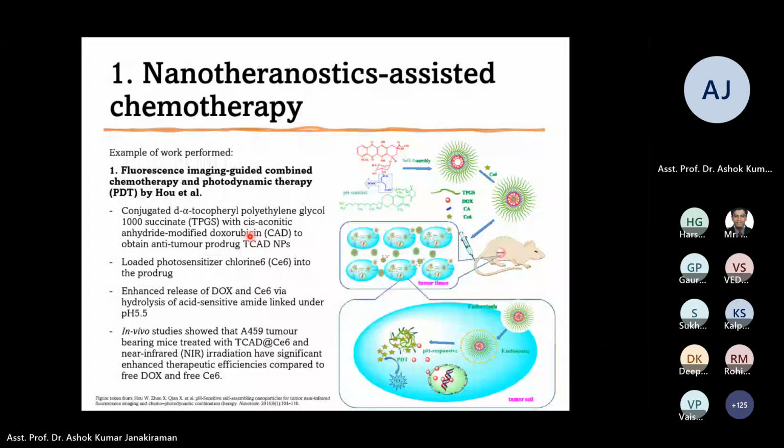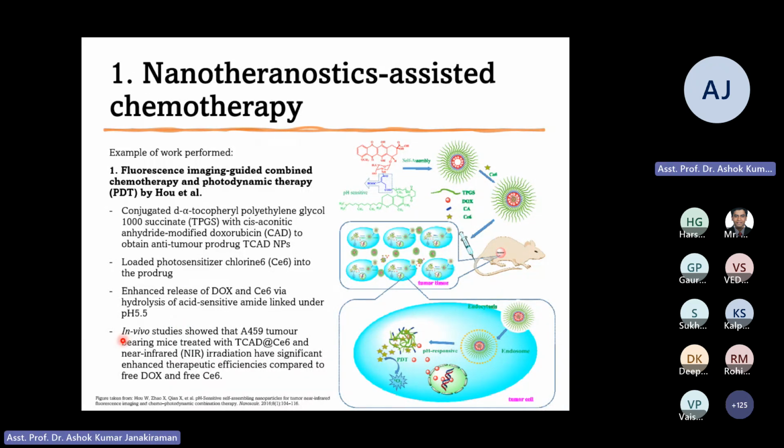So in this, they can load the photosensitizer, called chlorin e6, into the prodrug. So we have the drug already, and we are loading the photosensitizer chlorin e6 into the prodrug. This enhances the release of doxorubicin and chlorin e6 via the hydrolysis of the acid sensitive amide linker under pH 5.5. We have the acid sensitive amide linker along with the prodrug and photosensitizer.